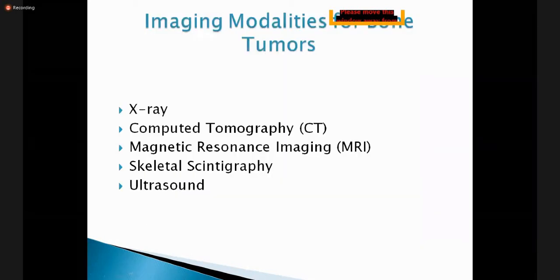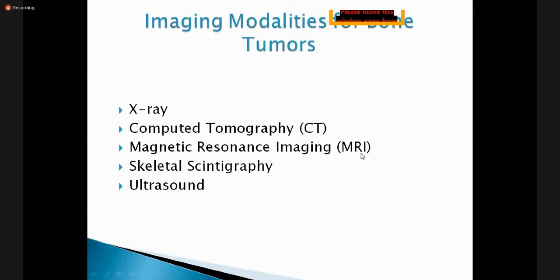The imaging modalities basically used for the workup of a bone tumor include X-ray, CT, MRI, skeletal scintigraphy, and ultrasound. X-ray is the most important, basic investigation. Without X-ray, we cannot proceed to further imaging. It helps to suggest which investigation is best: either we go for the CT, the MRI, or a skeletal scintigraphy.